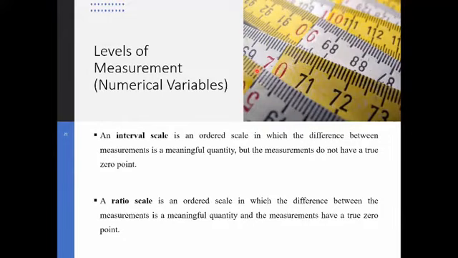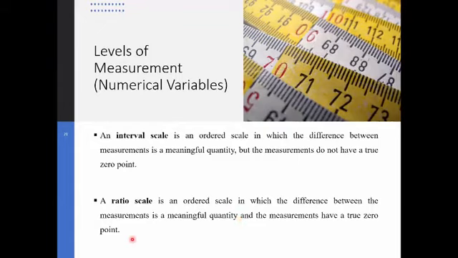Now, we were talking about categorical variables. If you talk about numerical variables, the levels of measurement would be interval scale and ratio scale. Interval scale is an ordered scale in which the difference between measurements is a meaningful quantity, but the measurements do not have a true 0 point. Okay. Then the ratio scale is an ordered scale in which the difference between the measurements is a meaningful quantity, same thing as before, and the measurements have a true 0 point.